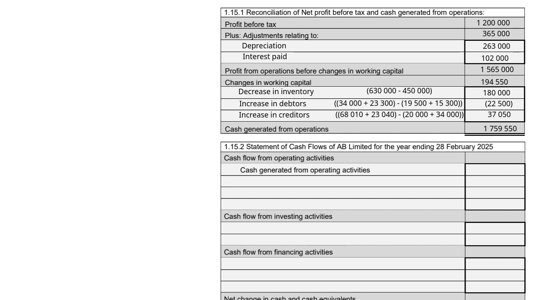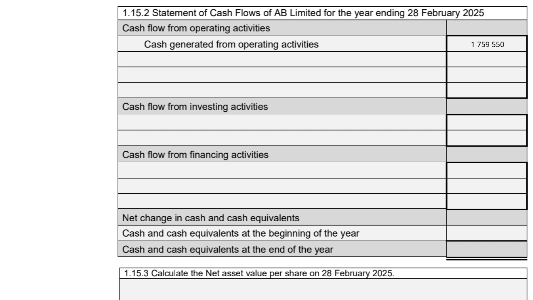1.15.2 Statement of Cash Flows of ABC Limited for the year ending 28 February 2025. We start with our cash flow from operating activities, and our cash generated from operations will be once again the 1,759,550 Rand. We then record the interest paid, and the amount was 102,000. The amount is in brackets because it's an outflow in cash.